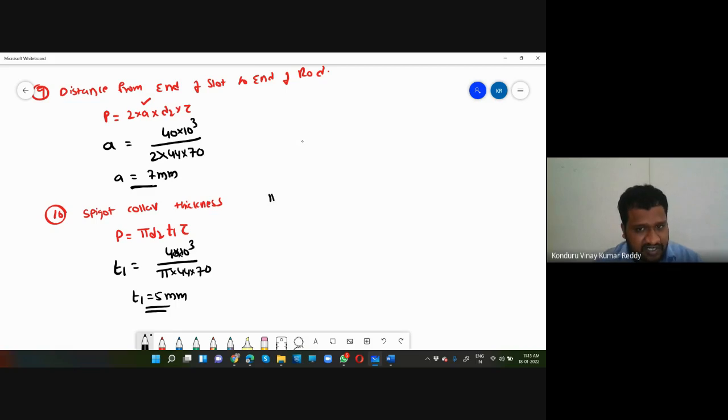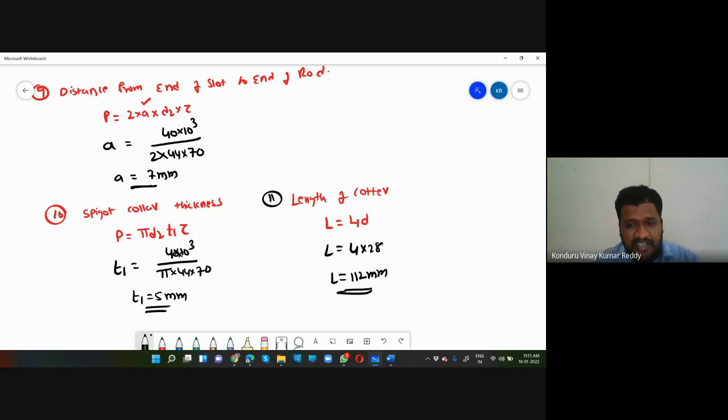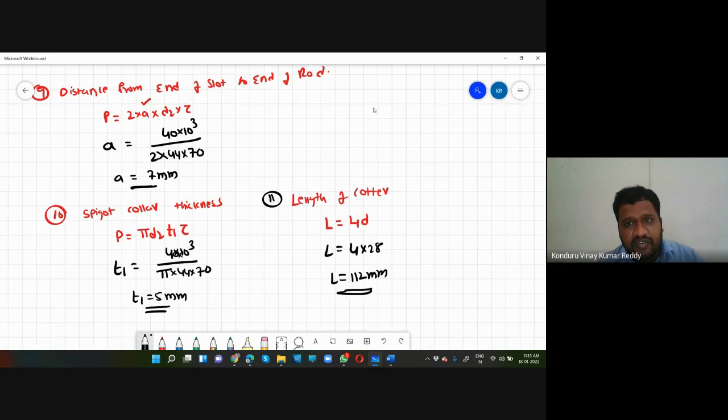The last one, the 11th one, is nothing but length of the quarter. For length of the quarter, we don't have any derivation. It just has a formula, that is length of the quarter L is equal to 4 into diameter of the shaft. Thereby L is equal to 4 into diameter of the shaft, which is 28 millimeters. Thereby L is equal to 112 millimeter.